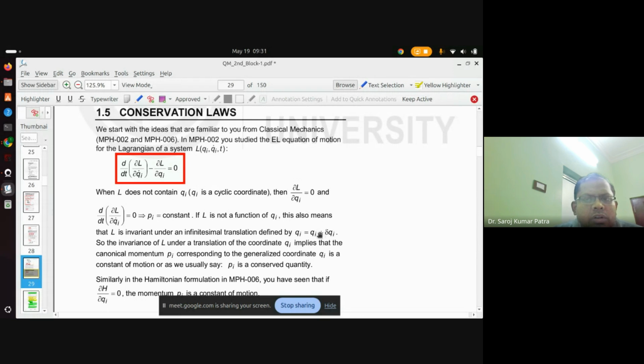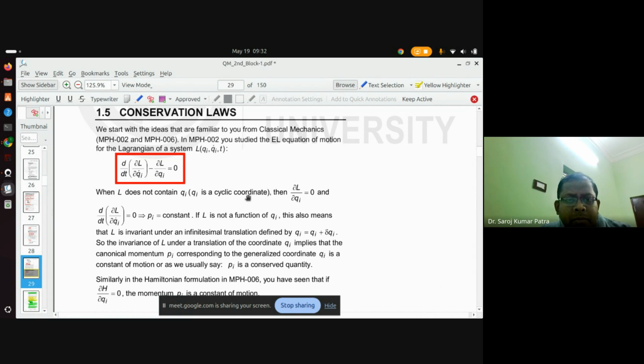Is this part clear to all of you? This is from classical mechanics, what you might have studied already. So we will be using a similar formulation in quantum mechanics now. Does anybody have any questions up to this point? No? No questions? Okay.